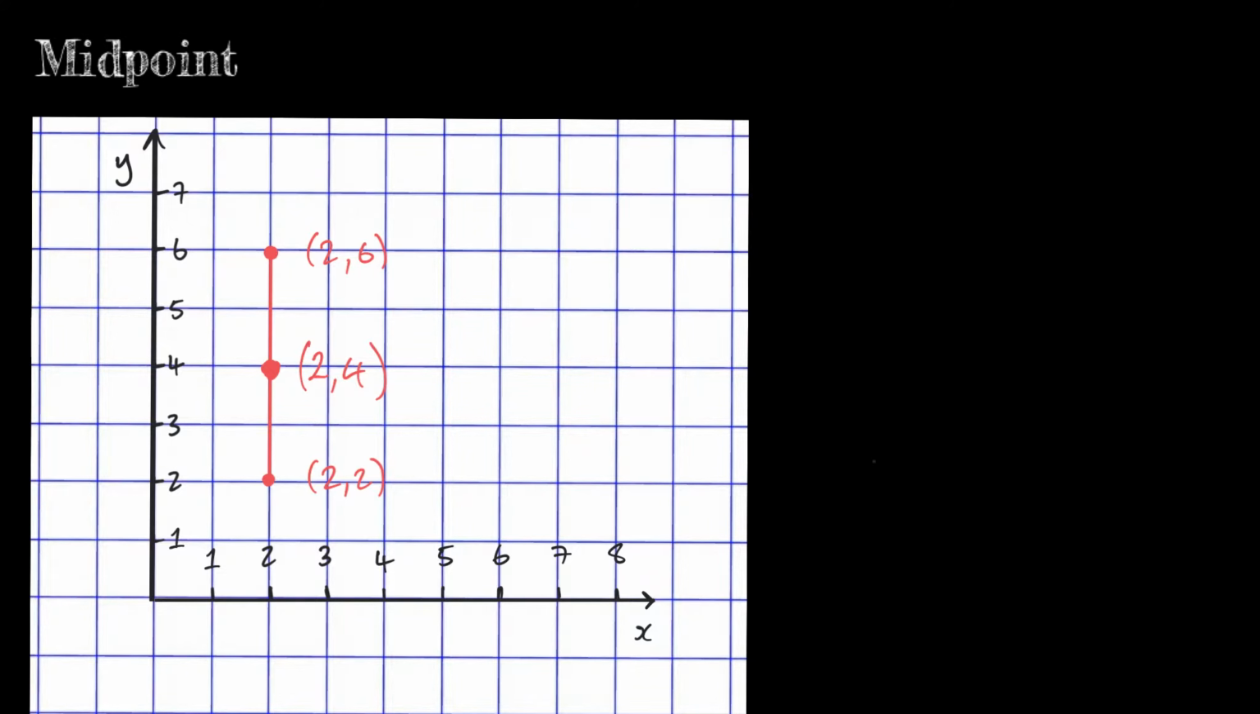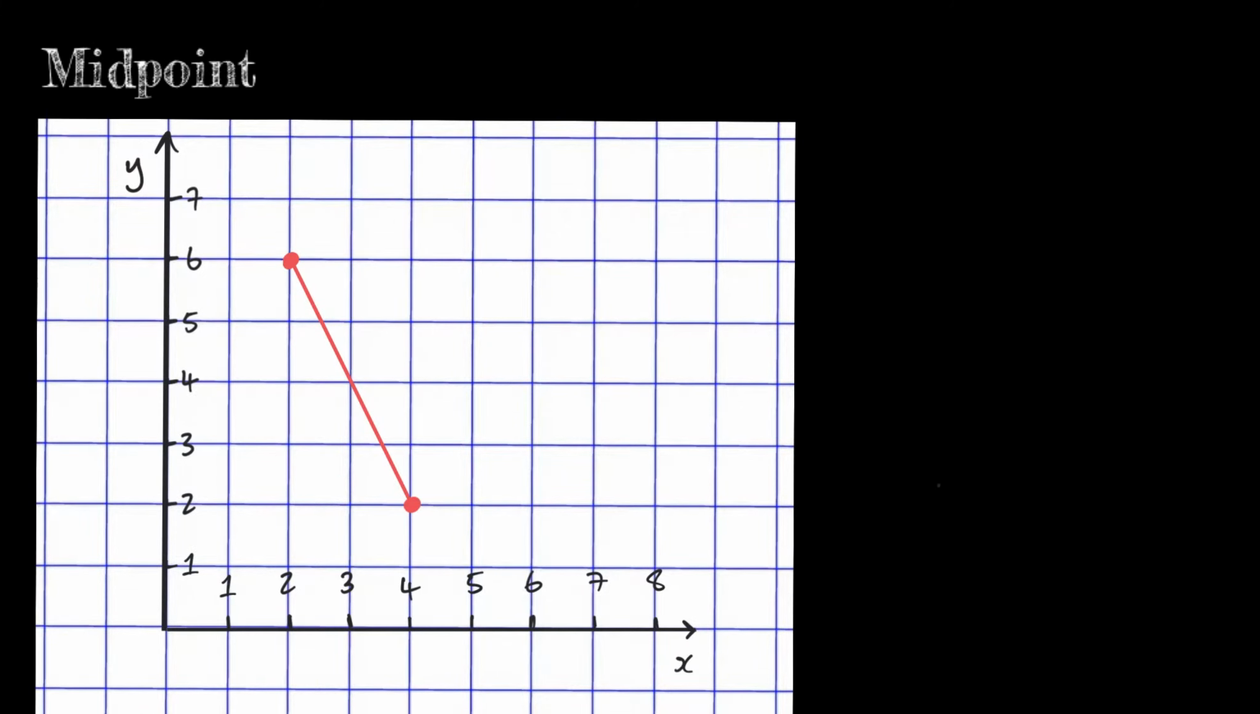So let's look at the next one. The next one here, we have these points. I'm just going to label those points. If I label this 2 and 6, and if I label this one 4 and 2.